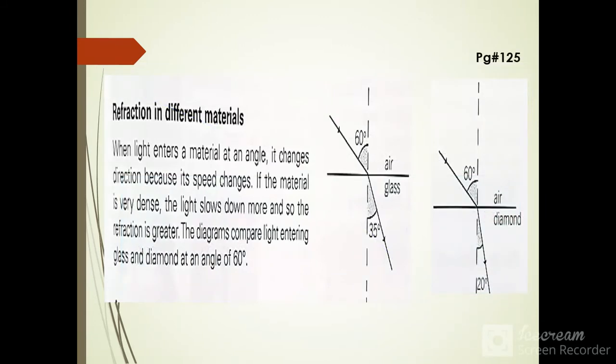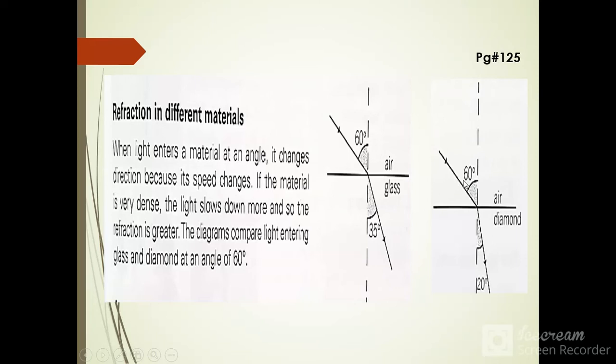Refraction in different materials. When a ray of light enters a material at an angle, it changes its direction. We all know that when a ray of light comes from a rare medium and enters a denser medium, it changes its direction. Different materials behave differently. Glass is quite different from diamond, because glass is less dense than diamond. If a ray of light comes from air and enters glass, it will make an angle of 35 degrees with the normal.